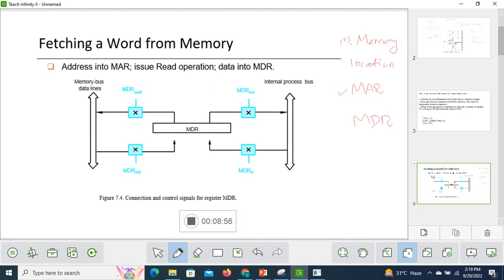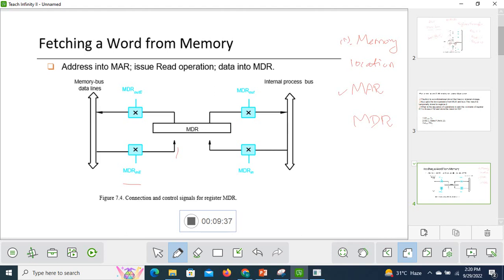It is used to transfer data between the other registers and the processor. You can see here MDR out and MDR in. MDR in means the data from memory is given to the memory data register. MDR out means from the memory data register it is given to the address lines. Similarly, for both the internal processor bus and the memory data bus, we have the same operations. In this way we are fetching a word from memory.